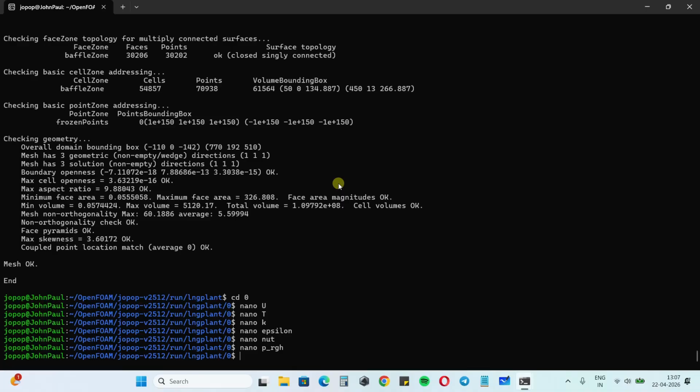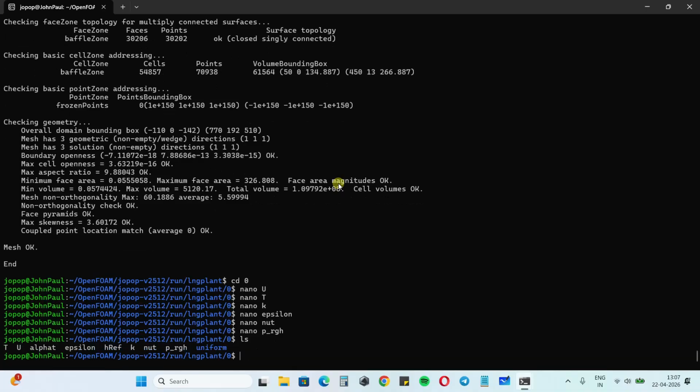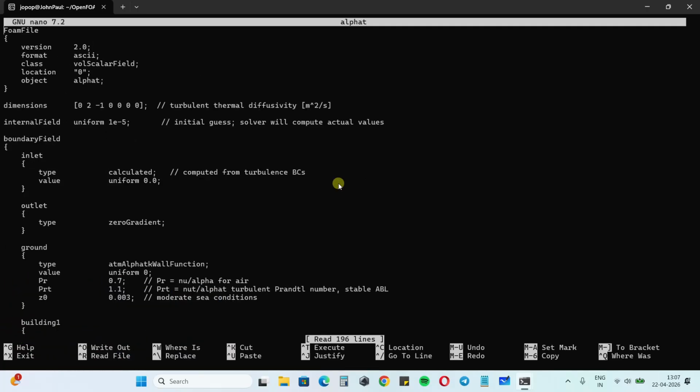If I do an ls, then you can find other files. Let's take a look at the alphat file. This is also new when we use the buoyantBoussinesqSimpleFoam solver. Alphat, like I said, is a property of the flow field. With respect to every boundary we have to specify how turbulent mixing is causing convection of heat in the vicinity. That's the purpose of this file. Near the ground, where you have stable conditions and negative surface heat flux, you basically use the wall function. And here there are a couple of parameters.